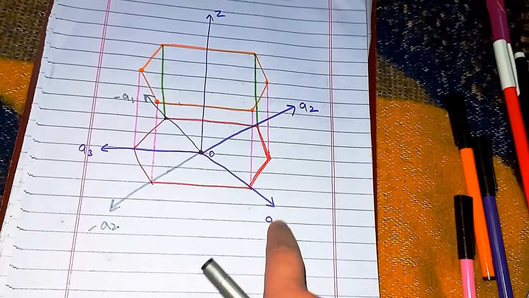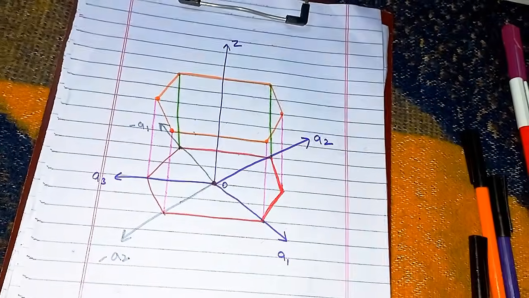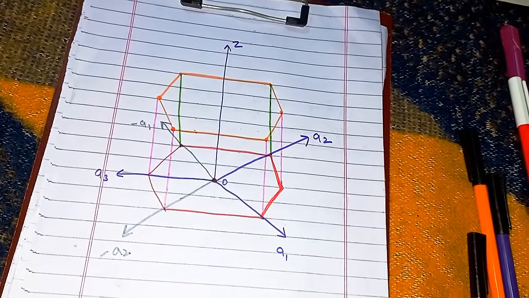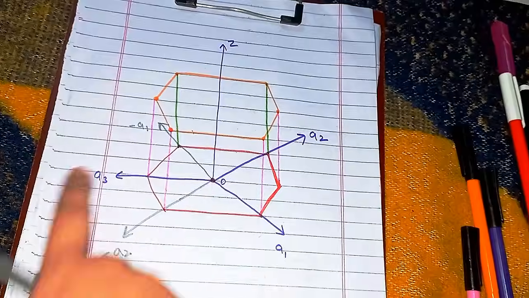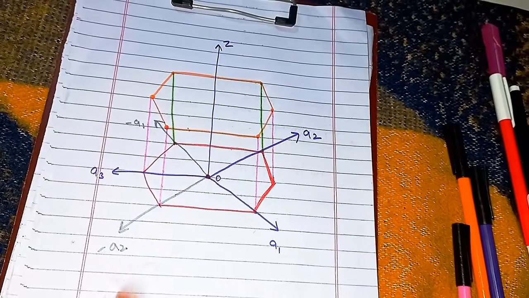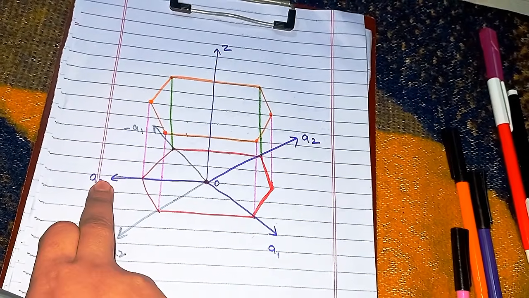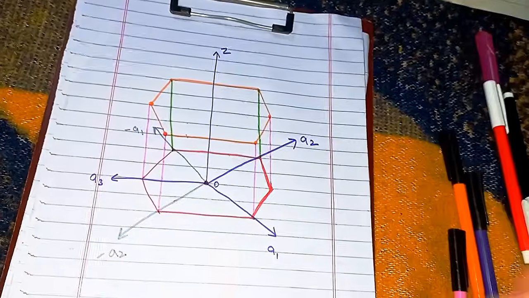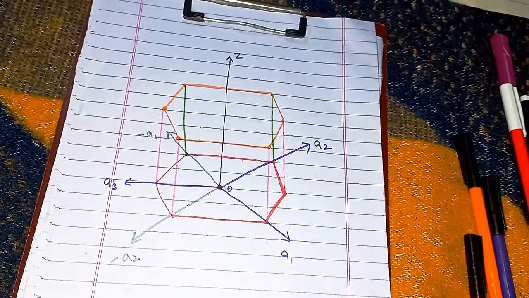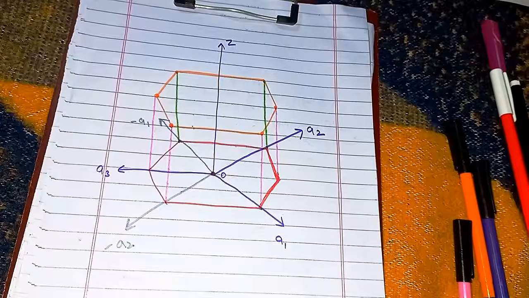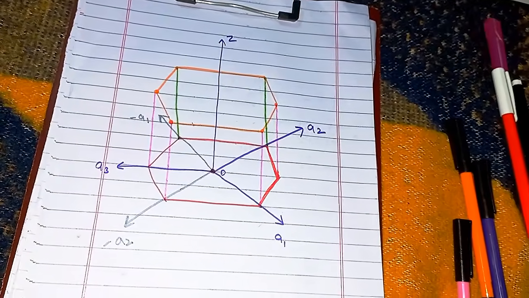We are going to consider A1, A2, and Z directions only. And we have to move only along these directions. We are not allowed to move along A3 directions. We'll avoid moving along A3 directions. Only those motions will be taken which are parallel to either A1 or A2 or Z direction.